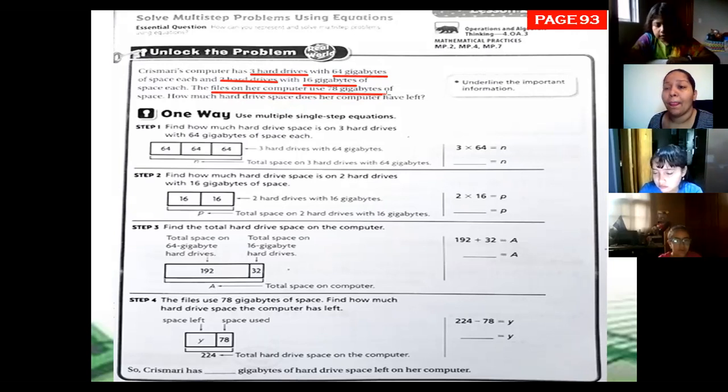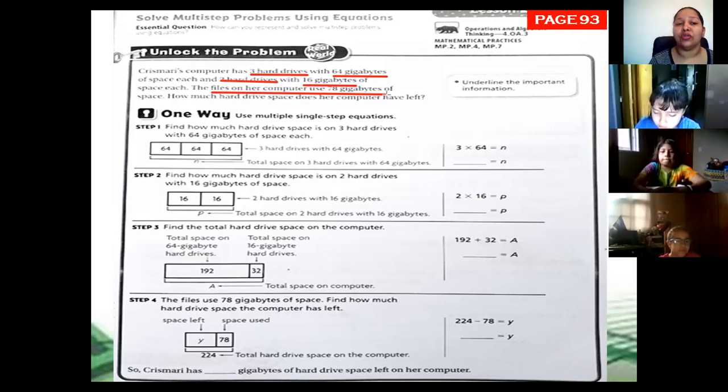Miss, what is a gigabyte? Gigabytes, baby, is the space in cell phones and computers for you to take pictures and upload applications. It's a technology and digital space in your phone, okay? Okay, Miss. Okay, baby.